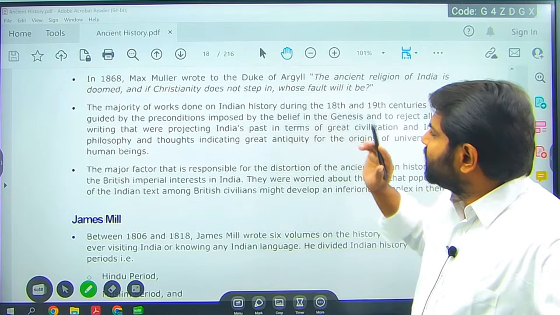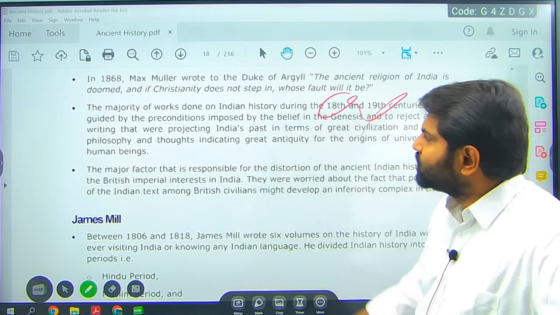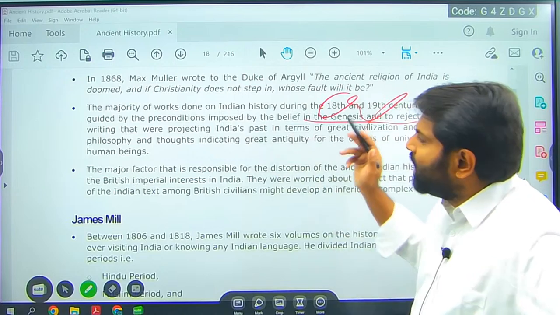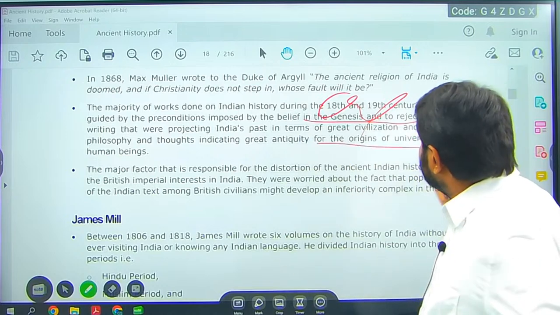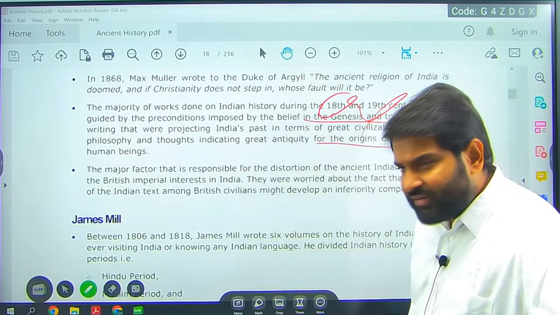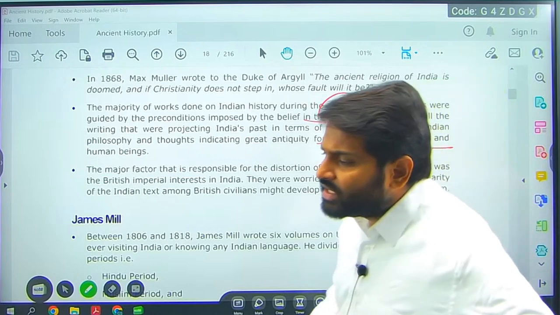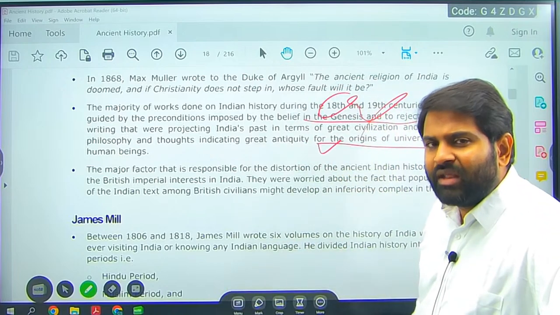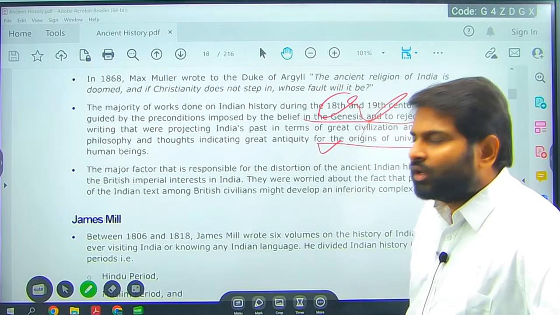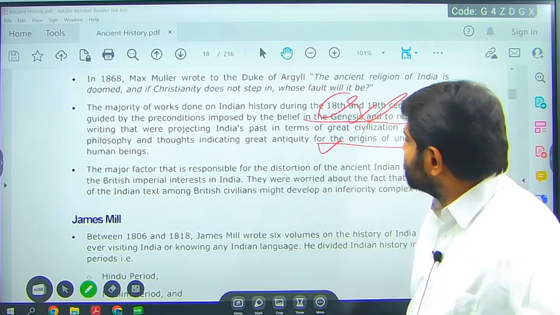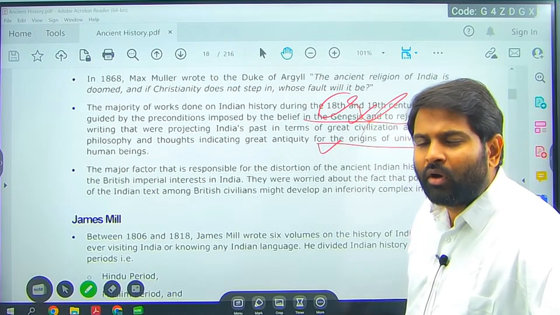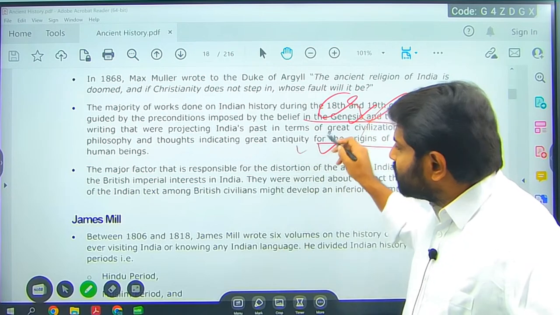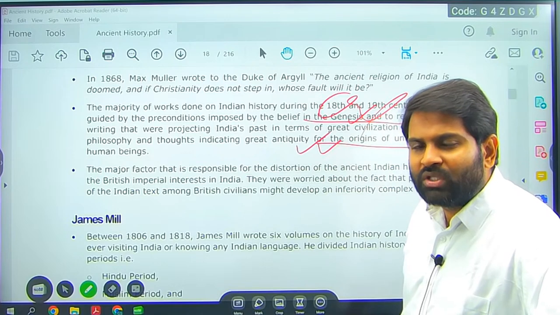The majority of works done in Indian history during the 18th and 19th century were guided by preconditions imposed by the belief of Genesis, or rejected all the writings that were projecting India's past in terms of great civilization and Indian philosophy and thoughts inculcating great antiquity and the origin of the universe and human beings. So they always rejected the greatest antiquity which is available to us, that is our heritage, our history, right? The very basic precondition was to reduce the size of history to 4000 years and to reject all theories which talk about great civilization, to conclude that India is not a great civilization.